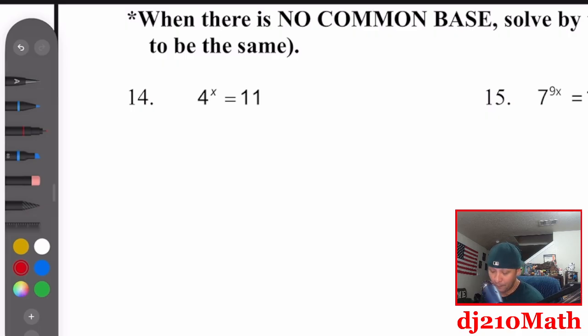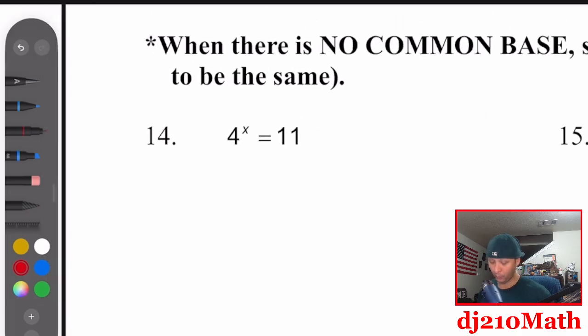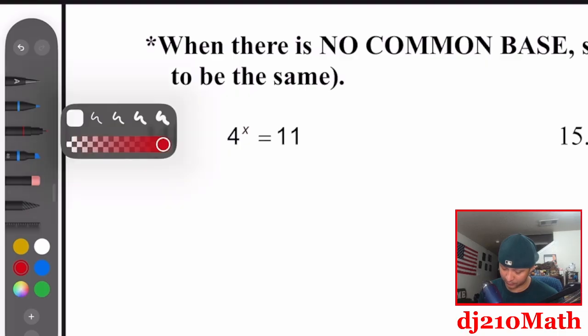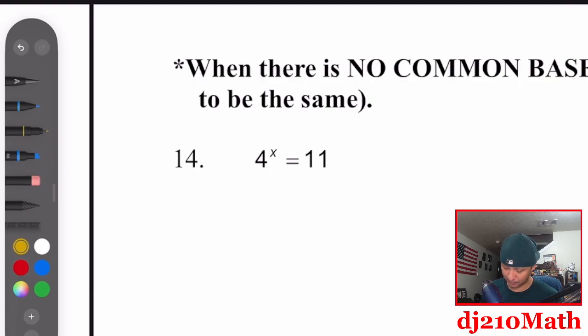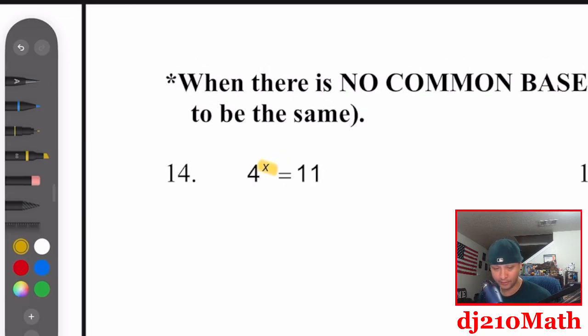So when this is the case, this is why logs are so powerful, because the variable is in the exponent right now. 4 to the x power is equal to 11. I need to take 4 and raise it to something to equal 11, and I don't know what that is. So what we do is we take a log on both sides. Now, the technique is that you use natural log.